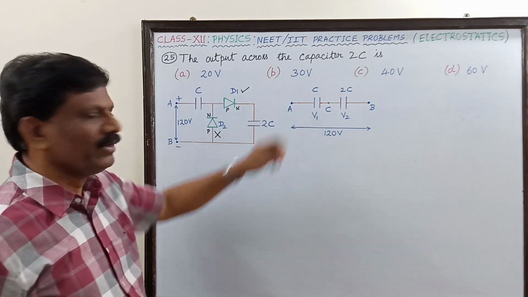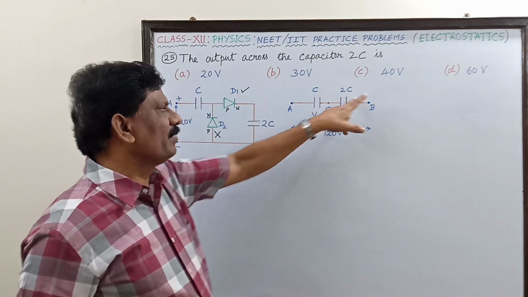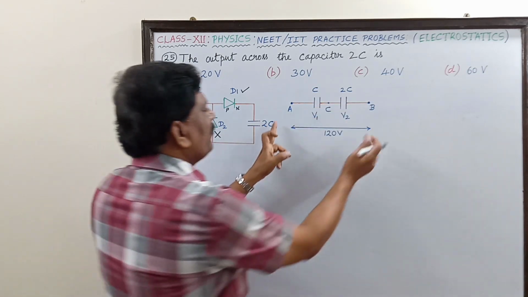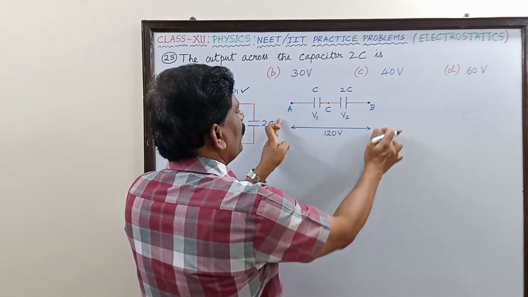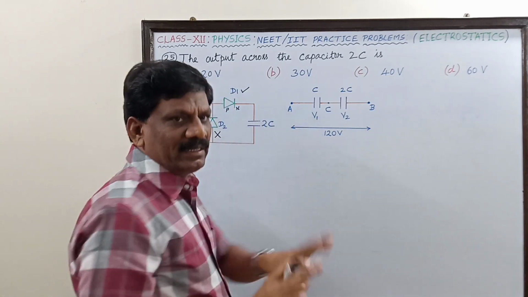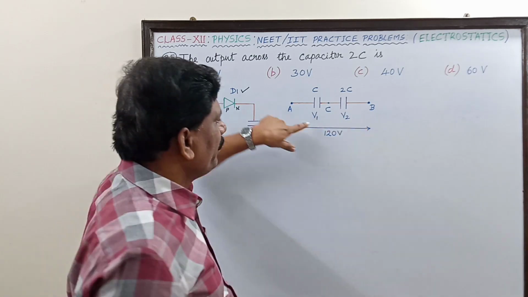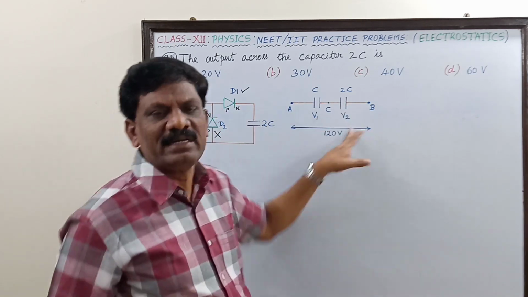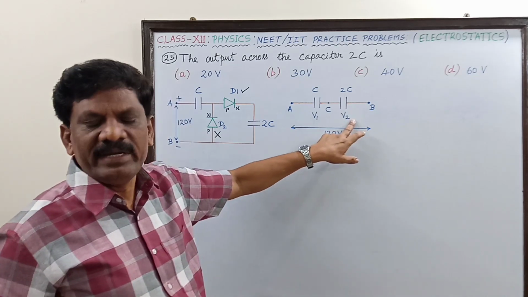In the absence of the diode we have shown, the capacitance C and the capacitor of capacitance 2C are connected in series. And the potential difference between the points A and B is 120 volt. That will be split into V1 and V2. So the PD across the first capacitor is V1 and the PD across the second capacitor is V2. What we have to find is the value of V2.